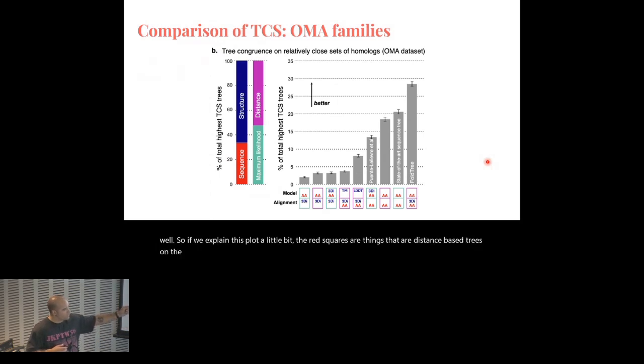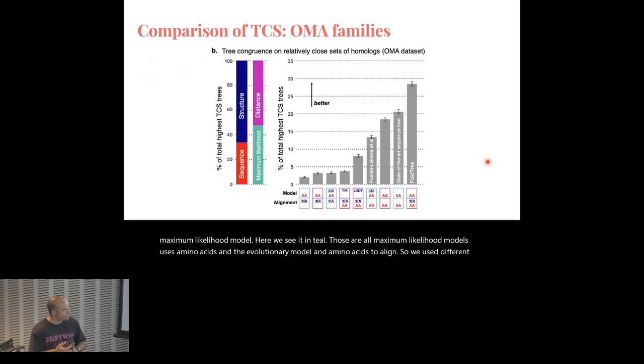On the top, we have our evolutionary model. And on the bottom, we have the technique that we used for alignment. So Foldseek is using the 3Di alphabet as well as amino acids. And our model here is just comparing the amino acids after Foldseek alignment. The state-of-the-art maximum likelihood model, here we see it in teal, those are all maximum likelihood models, uses amino acids in the evolutionary model and amino acids to align. So we used different structural distance metrics as well as different ways of aligning and different evolutionary models.